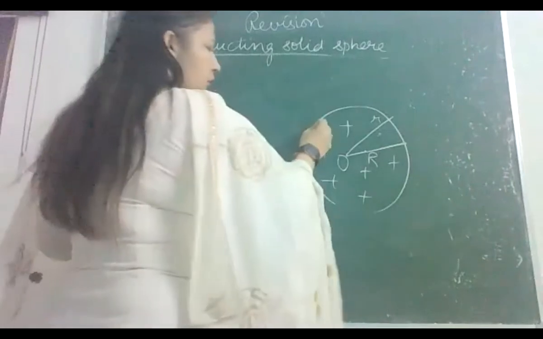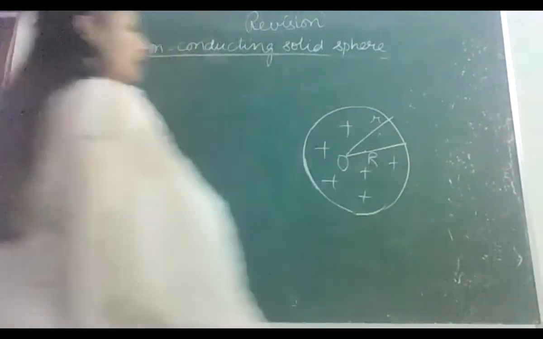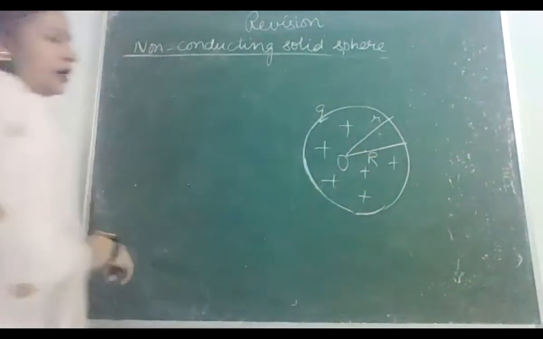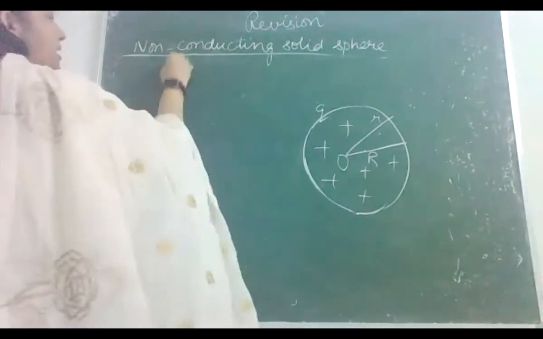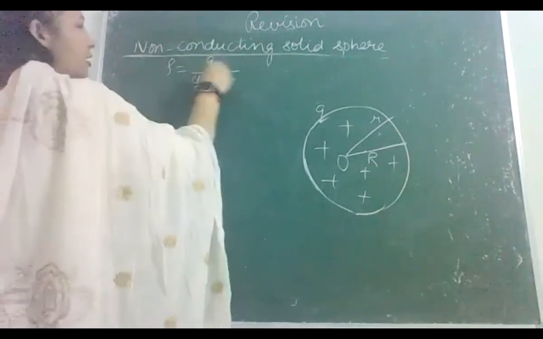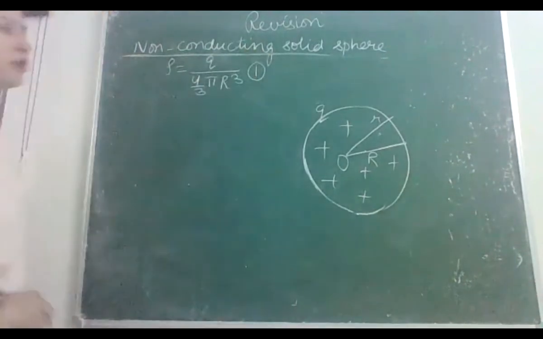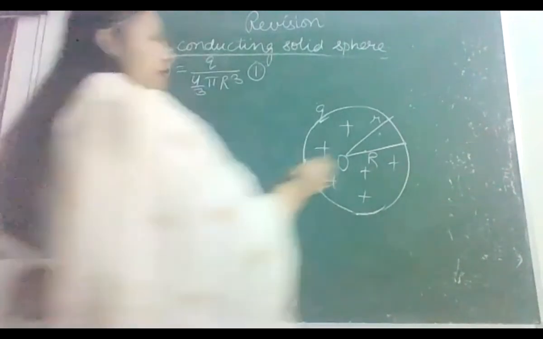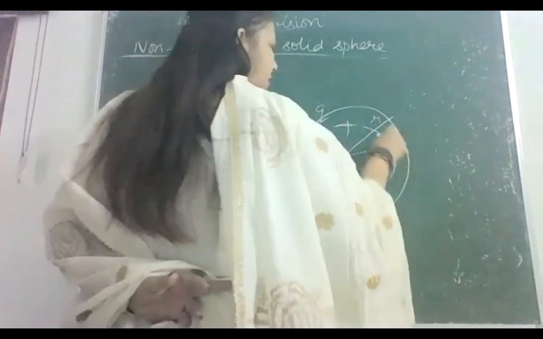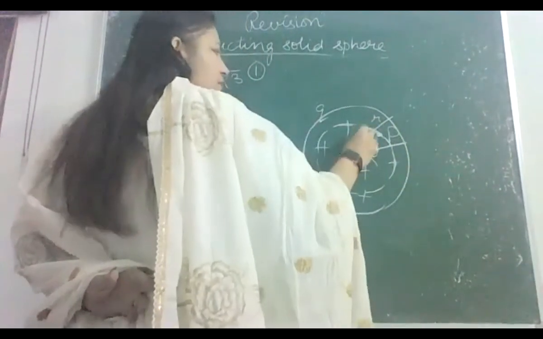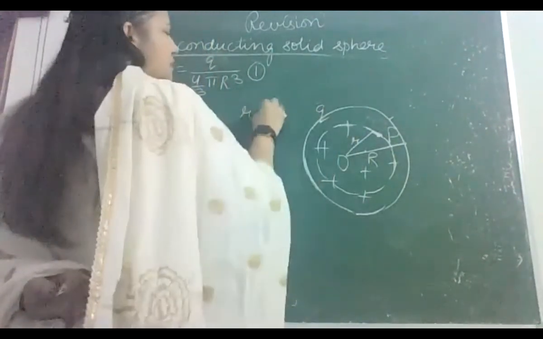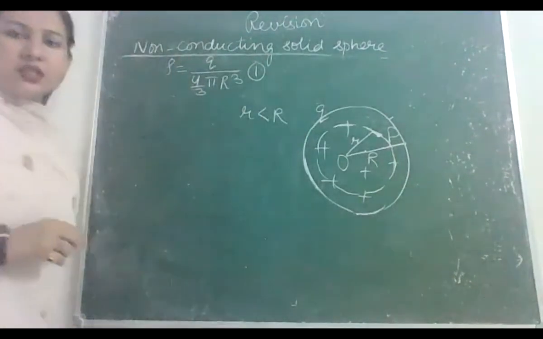So we have this non-conducting solid sphere, right? Suppose Q is the charge on it that is distributed over the entire volume. So what is the volume charge density in this case? That is charge over volume: rho = Q over 4/3 pi R cube. Say this is equation number 1. Now we take a point P inside and we assume a Gaussian sphere through it, and its radius is small r. Obviously, small r is less than R for this case.